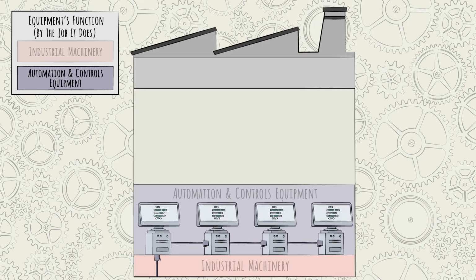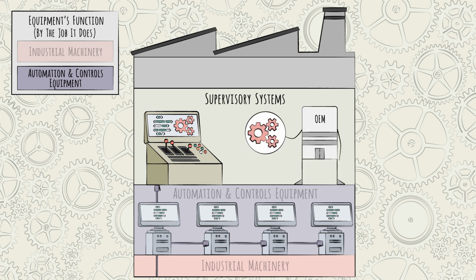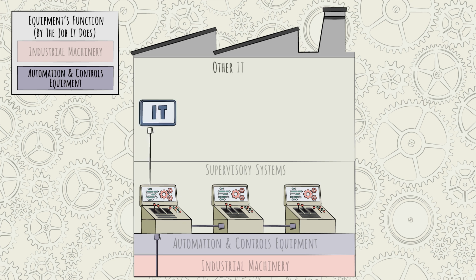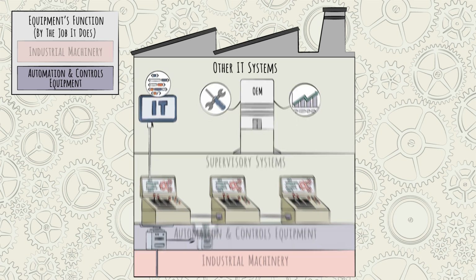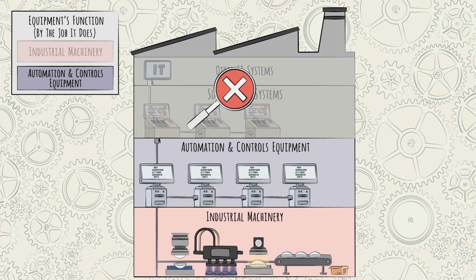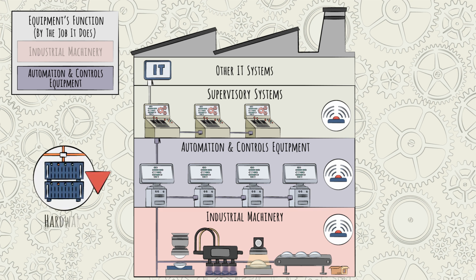Automation and controls equipment, like PLCs, connect to so-called supervisory computer systems that monitor and control the whole production process. Those systems, in turn, connect to a factory's other IT systems, like the software that schedules machine maintenance or calculates production needs based on sales forecasts. The details of the supervisory and other IT systems are beyond the focus of this primer. Increasingly, modern industrial machines and sensors can connect directly to these higher-level systems, reducing the need for separate control hardware.